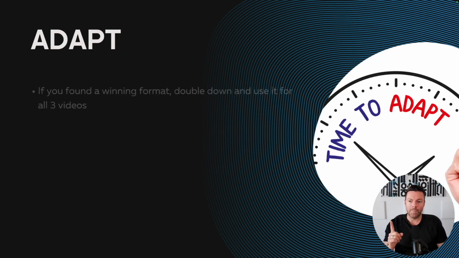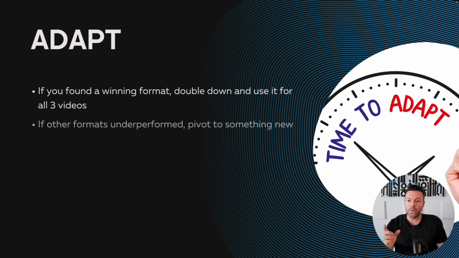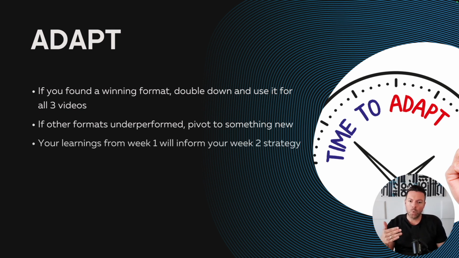Now let's talk about adapting. So if you found a winning format, double down, use it for all 3 of your next videos. If other formats underperformed, pivot to something totally new. Try something else, right? Don't keep doing the same thing over and over again if you're not getting results. It means it's not working. Your learnings from week 1 will inform your week 2 strategy, right? Do more of what worked and less of what didn't.